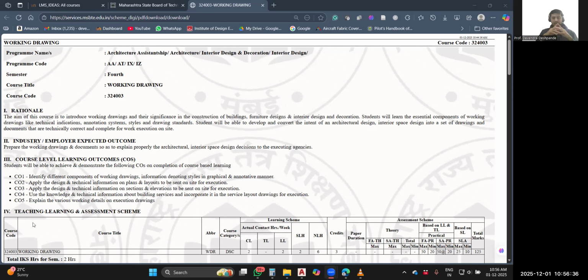So here there is the word getting repeated many times, which is execution. So whatever information that we are putting up on a sheet of paper tells a set of people on site working to execute that work as you intended it to be.